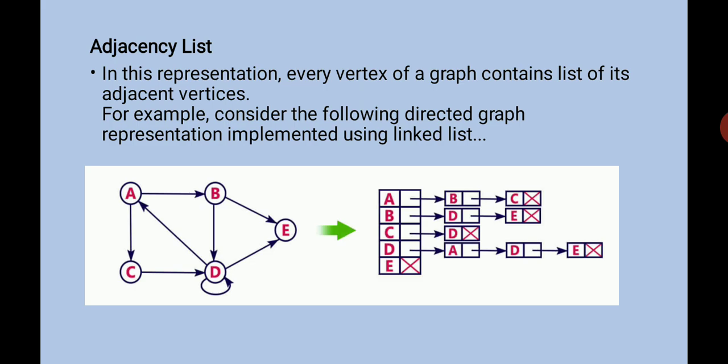So from A to B, there's one entry, and from A to C, there's one. So I write B and C on the adjacent side. From A, I can go to B and also C. Now from B, I can go to D and E. So I put D and E on the same row for B. Similarly, I do it for all the vertices. In the last, I put a cross. Why? Because it's a list, so it represents null. From E, I cannot go anywhere, so I just put a null.